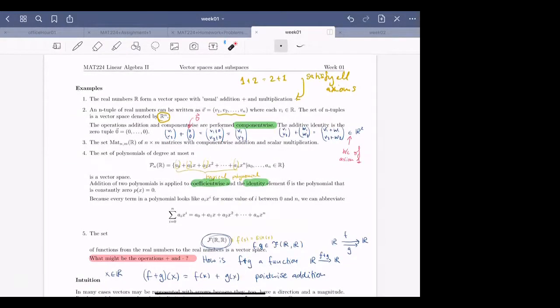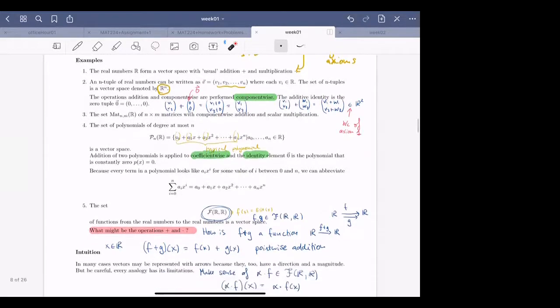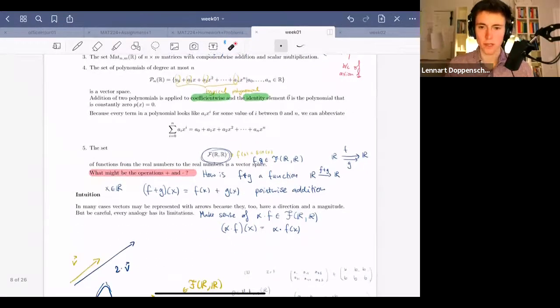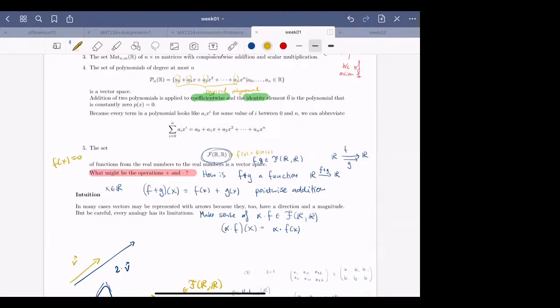Oh, okay. So what can we say about the zero vector? The zero vector will be just the constantly zero function. So the function that's everywhere 0, that will be the zero vector. Oh, I see. Okay, one more question.